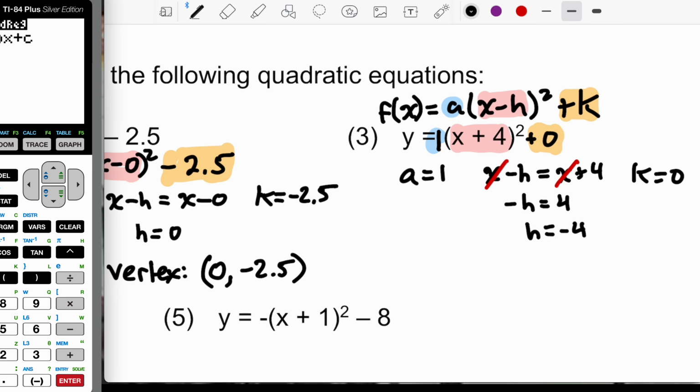All right, so it's just reinforcing the idea that whatever the sign is of the numerical term in the parentheses, we flip it, we reverse it. And that becomes the sign of the x value of my vertex. Whatever the sign is of the k value, we keep that. So -4, 0. All right?